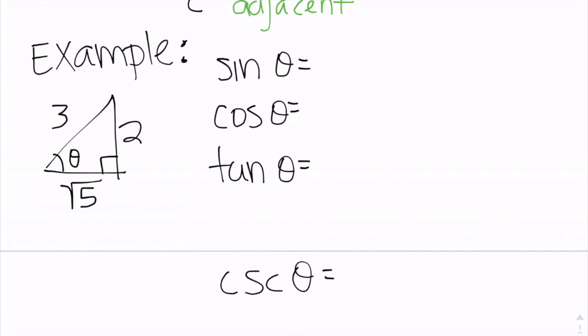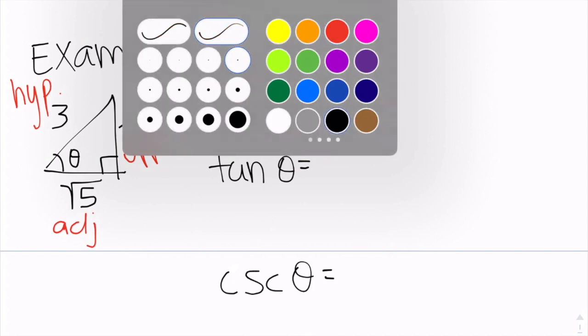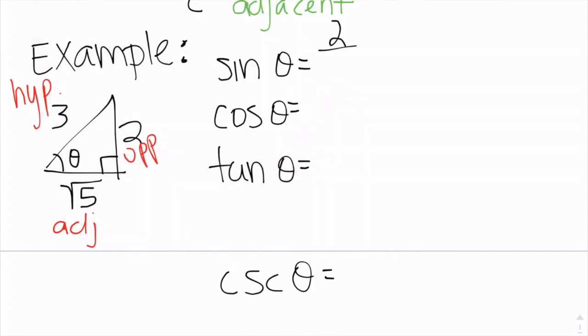So if we start by labeling our triangle, so from theta, opposite of theta is side 2, so I'm going to label that for opposite. Adjacent is right next door here at square root of 5. And then hypotenuse is opposite of our right angle, so that's up at 3. And so sine is opposite over hypotenuse, so that's going to be 2 over 3. And that cannot be simplified in any way, so we're done with that one. Now cosine of theta is adjacent over hypotenuse, so it's square root of 5 over 3. And again, that cannot be simplified, so we're done with that one.